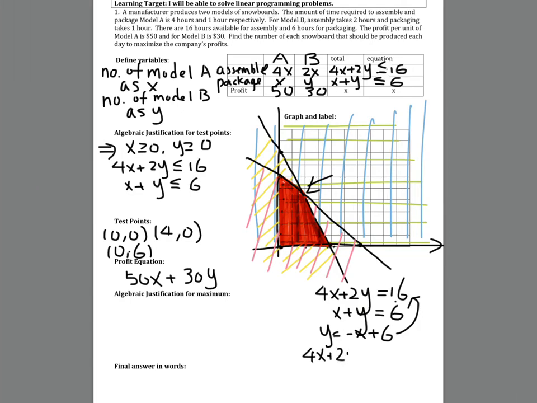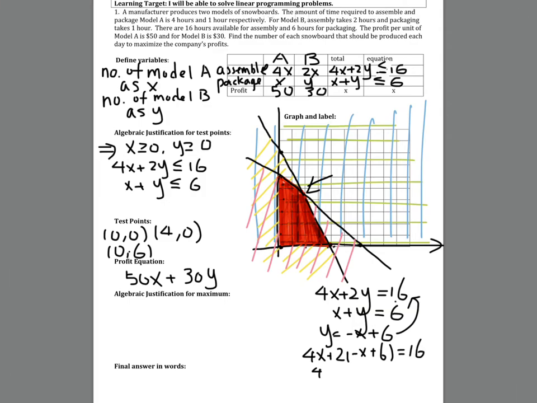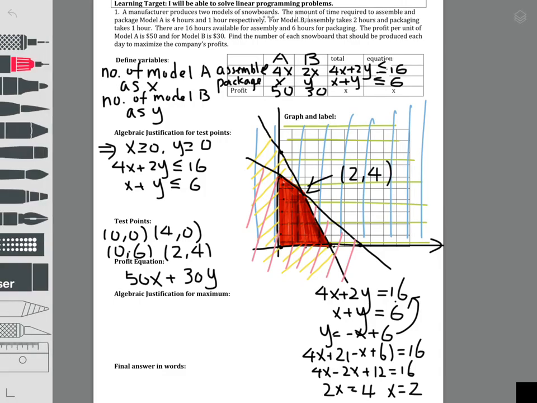4x plus 2 times negative x plus 6 equals 16, which is 4x minus 2x plus 12 equals 16. So 2x equals, subtract 12 from both sides, so x equals 2. And that means my y is going to be 4. So this point is going to be 2, 4. So as you look on the graph, my graph doesn't look very accurate. So on your graph, it should look more accurate than mine.